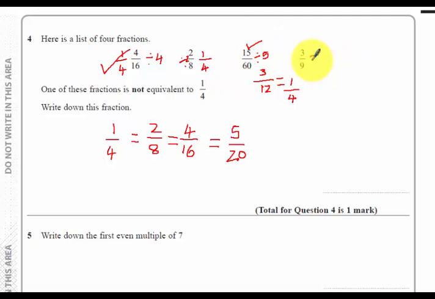3/9, I can divide top and bottom by 3. 3 divided by 3 is 1. 9 divided by 3 is 3. This is not equivalent. It's 1/3, not 1/4. So 3/9 is the one that's not equivalent.